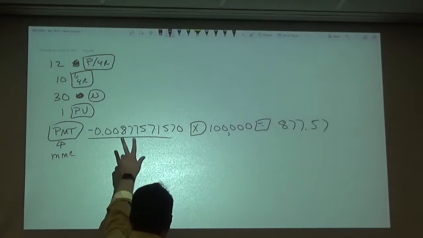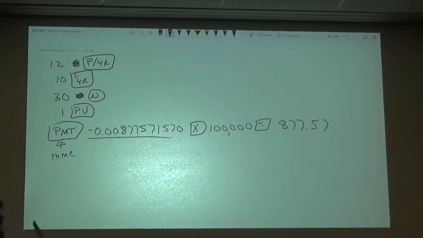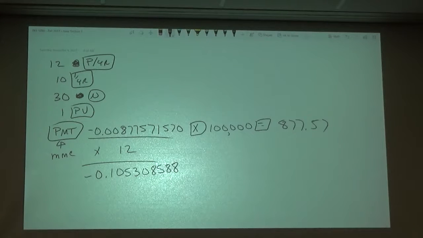Now, once again, this is the monthly mortgage constant. To get an annual version of this, we can simply multiply that by 12, and what you're going to get is 0.105308588.